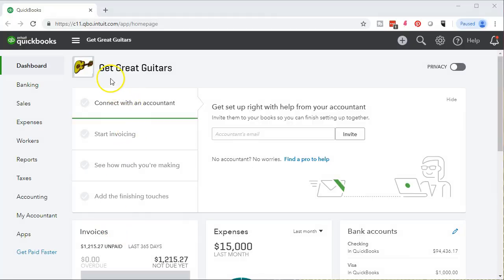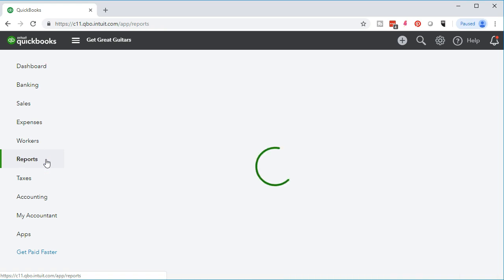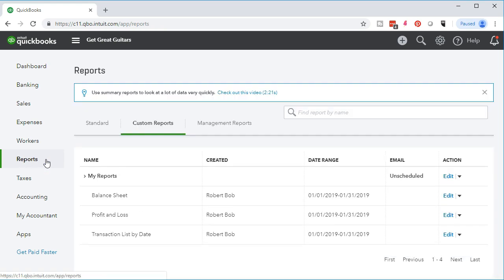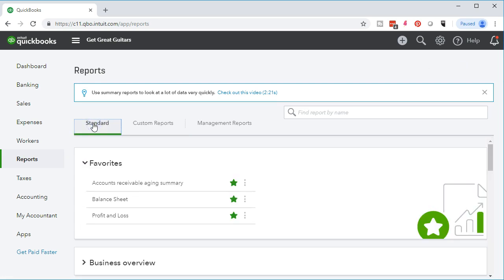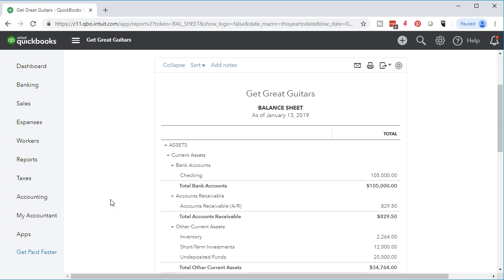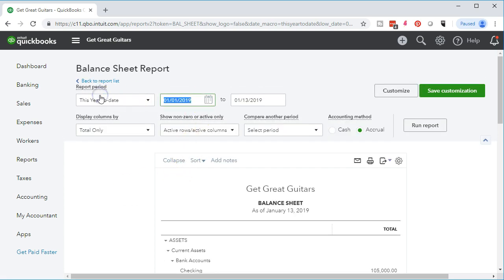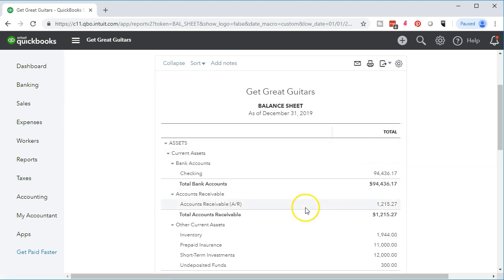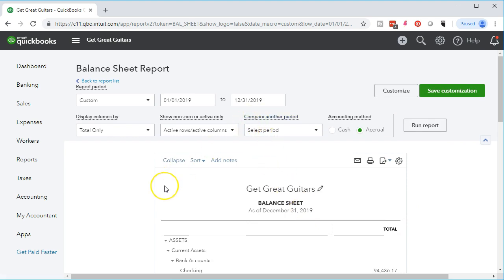Here we are in our Get Great Guitars problem. We're going to see what our objective is first by going over to the balance sheet, going to the reports on the left side to open up that favorite report, that balance sheet report. It should be up top in the standard reports, in the favorites tab, because it is indeed our favorite, the balance sheet report. We'll make the date range 01/01/19 to 12/31/19 and run that report. That's of course January through December 31st, 2019, the year that we are working on.